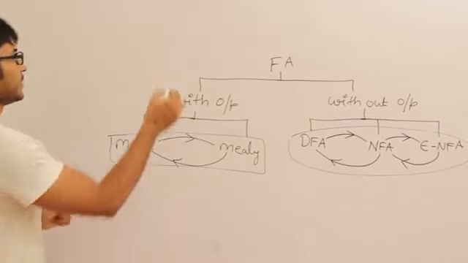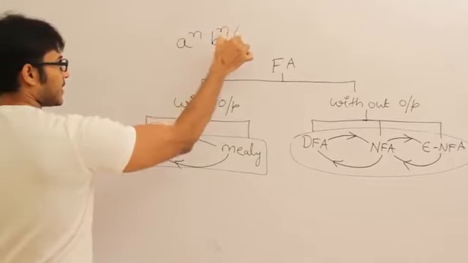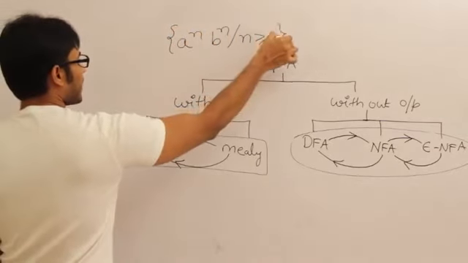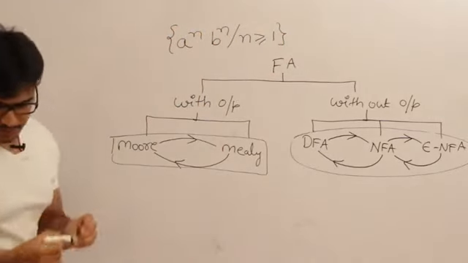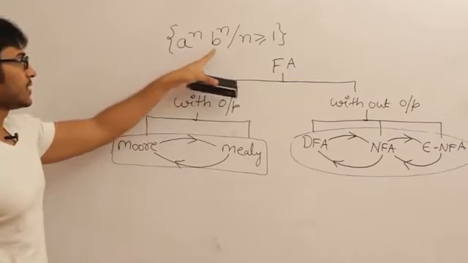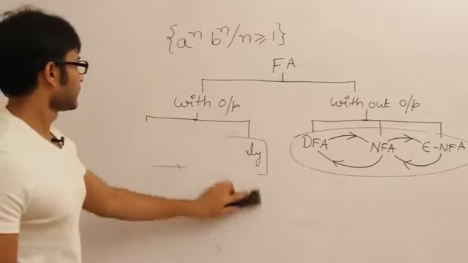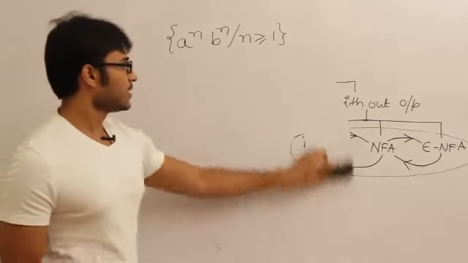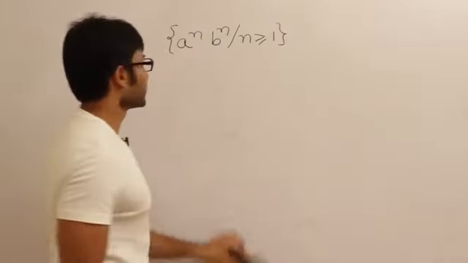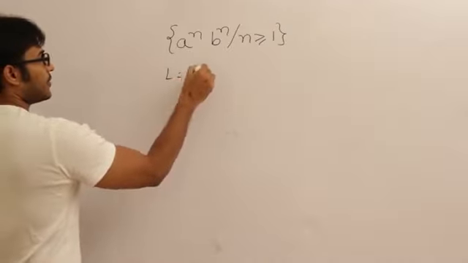Let me take an example. Let us say a^n b^n such that n is greater than or equal to 1, which is an infinite language. The language is the set of all strings containing an equal number of a's and b's, where a's should always occur before b's. Okay, let me construct a DFA and then discuss whether it is possible or not. Now, the language, let me enumerate it.